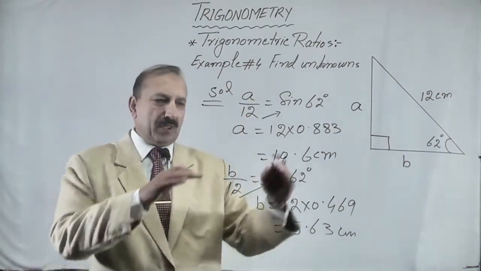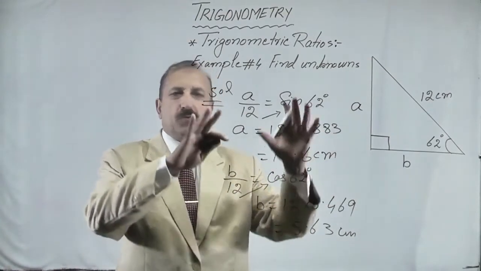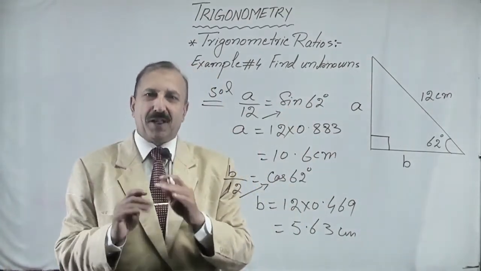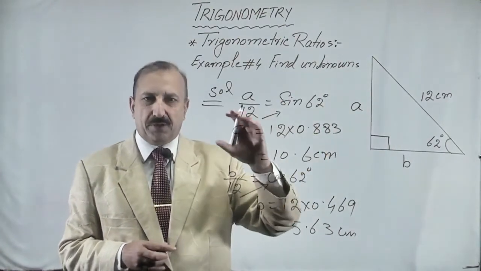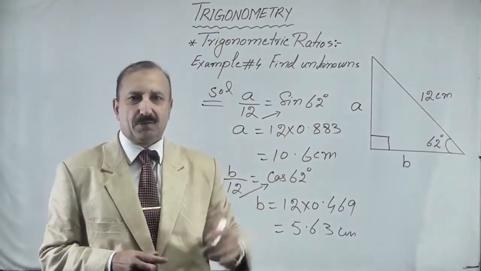Now you see, we had done both of these individually previously, only one at a time in a triangle. Now we got two unknowns and we are performing here for two unknowns in one example.